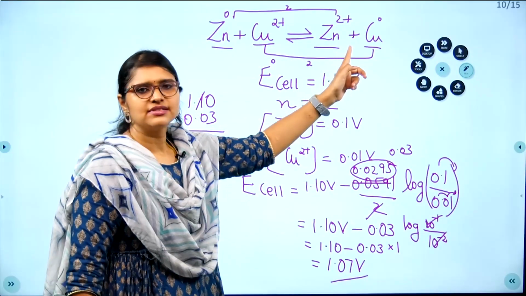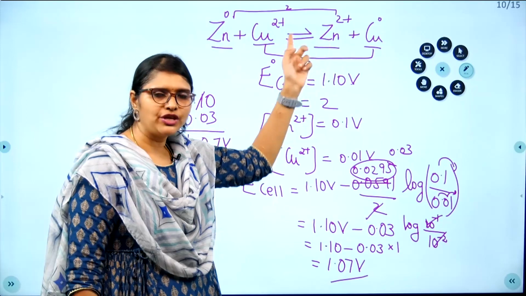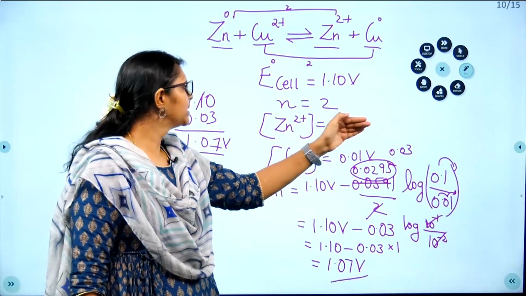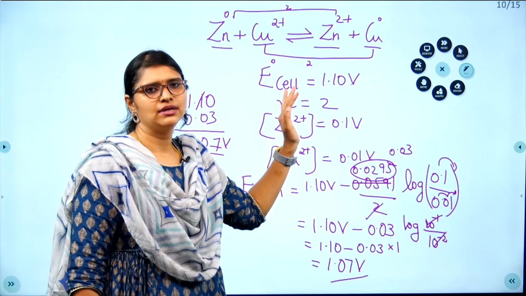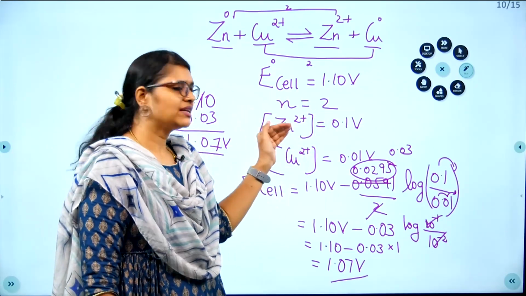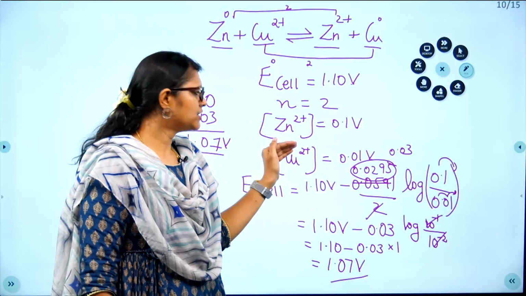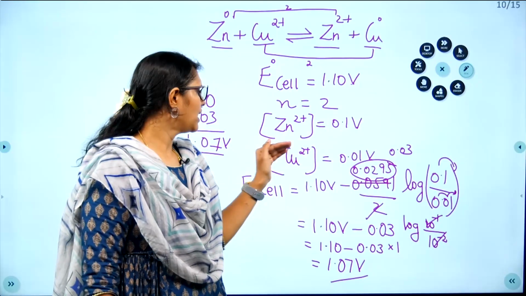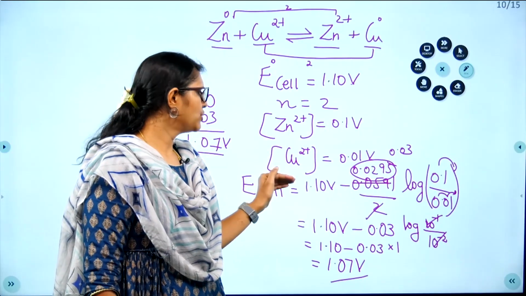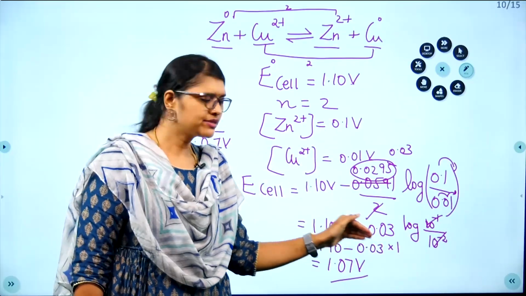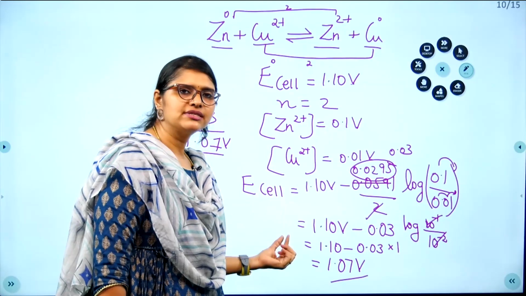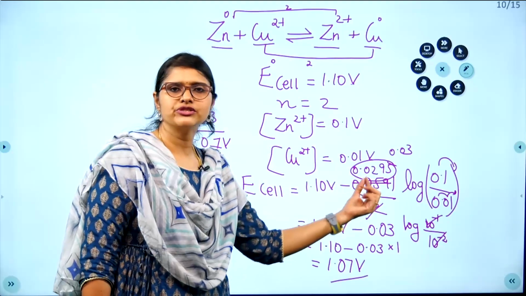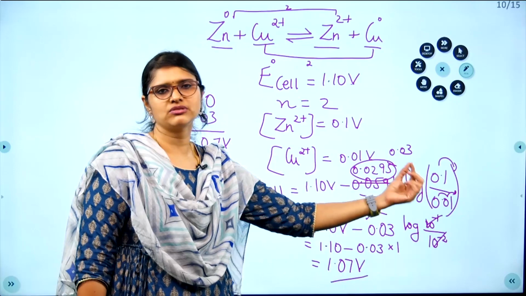So what is the difference? Zn to Zn2+ is 2, Cu2+ to Cu is 2 again, and then E naught cell is equal to 1.10 volts, that you know, and N is 2. Zn2+ is given as 0.1, and Cu2+ is given as 0.01. Now we are substituting in the Nernst equation. So E cell is equal to E naught cell minus 0.0591 by N log of oxidized by reduced.